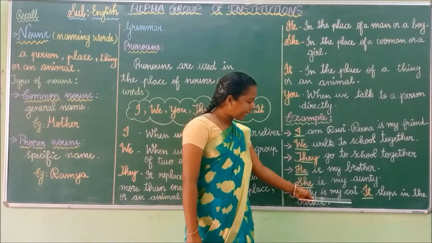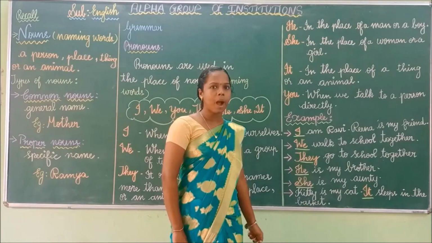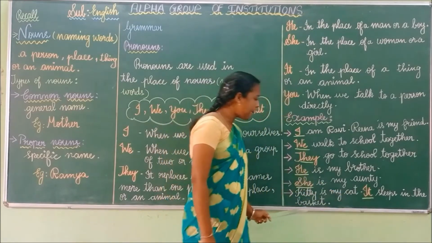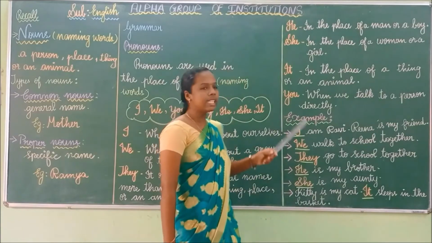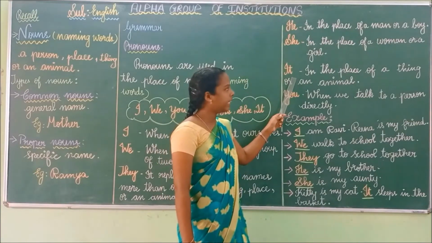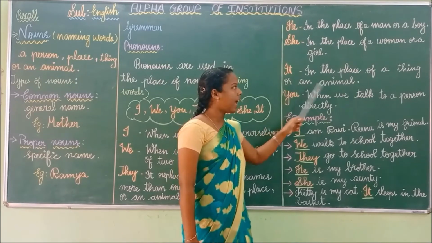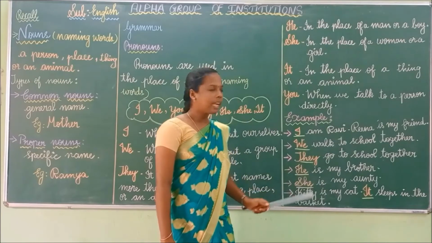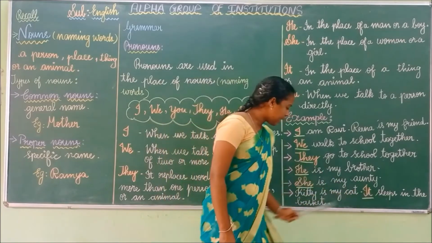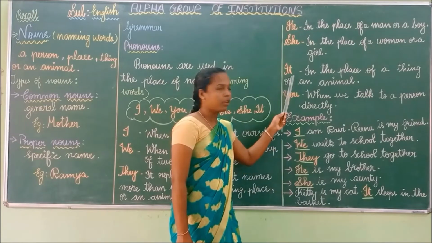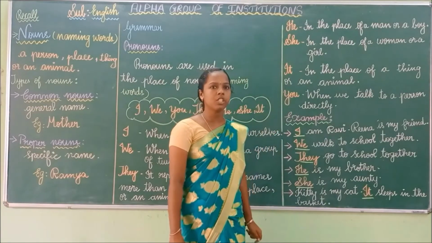Kitty is my cat. Here I am talking about an animal. It sleeps in the basket. So for things and animals, we have to use "it". We have to use "it" in the place of a thing or an animal. So here I am talking about a cat. It sleeps in the basket. Have you understood, children?